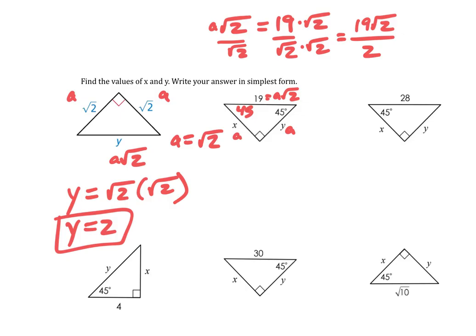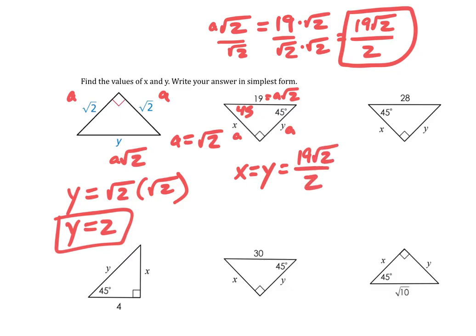It's okay to have a number on bottom. It's not okay to have a radical on bottom. That's why we couldn't leave it like this. So this right here is my answer. So what we know is that X and Y are equal to each other, and they both equal 19 radical 2 over 2, because they're the same.